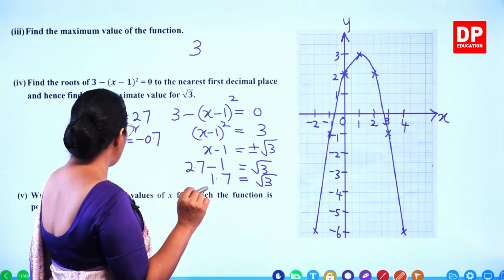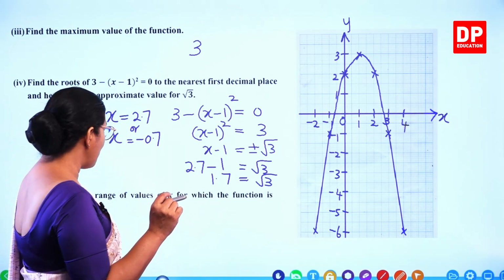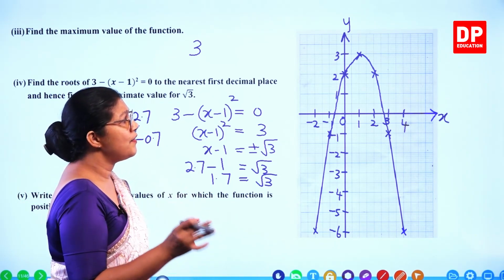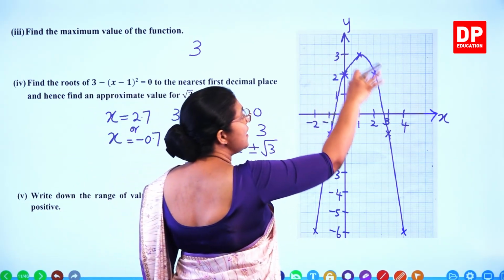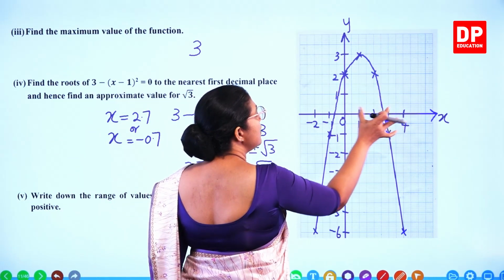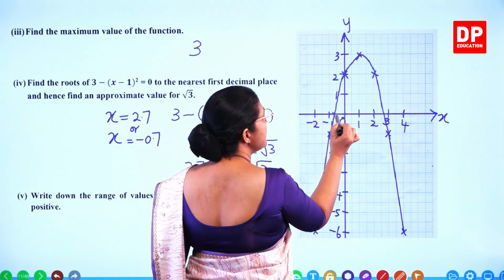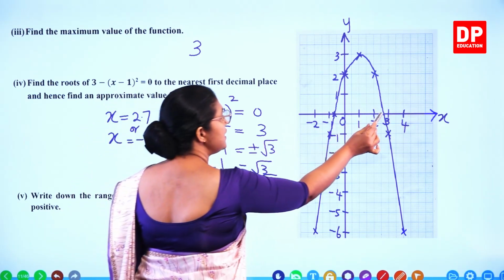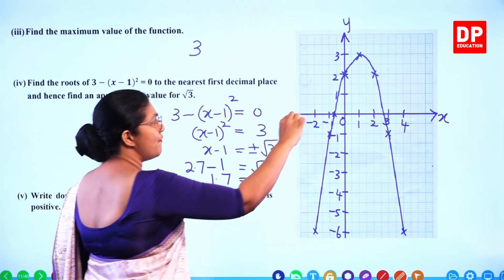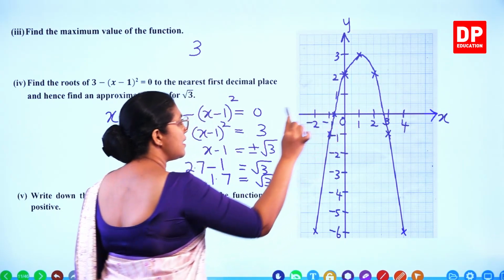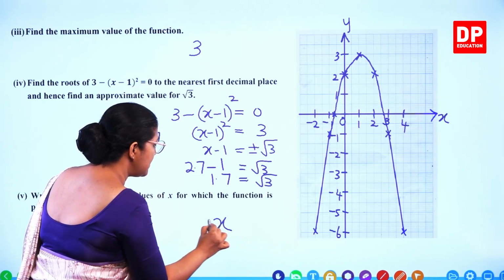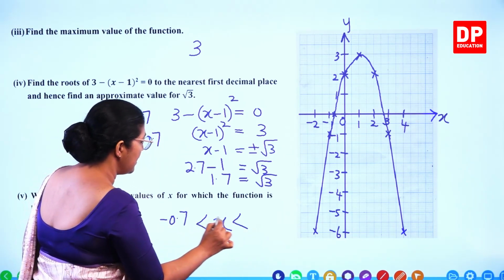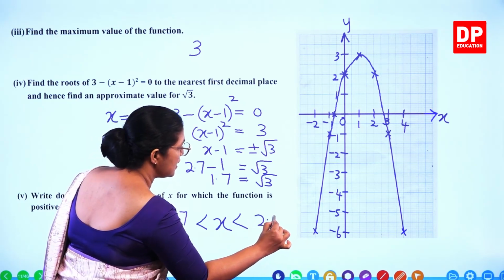Then it says write down the range of values of x for which the function is positive. So function is positive means where the graph is above the x-axis. So here to here. So what are the x values? So we referred, this is minus 0.7 and point here 2.7. So positive value means this part. This part is when x is in between minus 0.7 and 2.7.